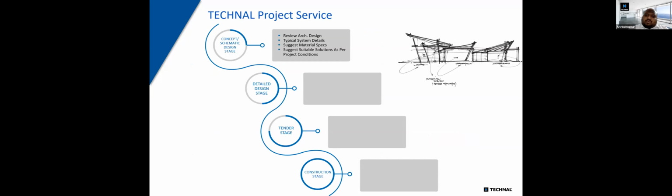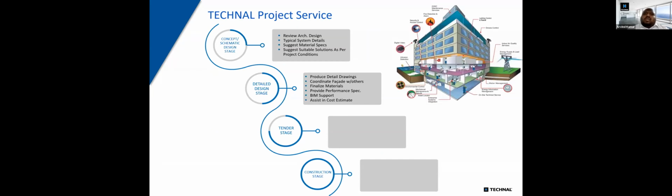And as the project progresses on to the detailed design stage, we are producing detailed drawings. We are coordinating the facade package with you in terms of identifying the right interfaces, helping you with samples to really have a touch and feel of all the products which you're eventually going to use, assisting you in BIM. And many of you architects are now working on BIM, and this is an area which we are supporting you and working with you. And of course, helping you with the cost estimates, because at this DD stage, you want to make sure whatever you're prescribing fits into the budget of the overall project.